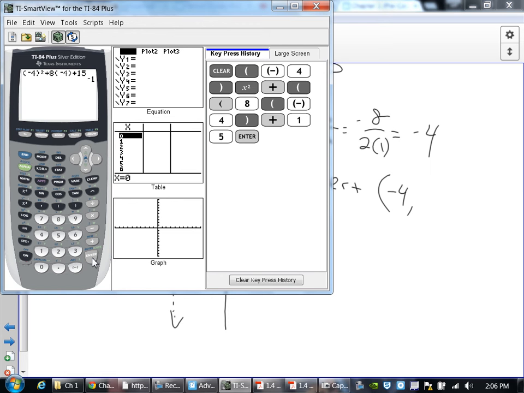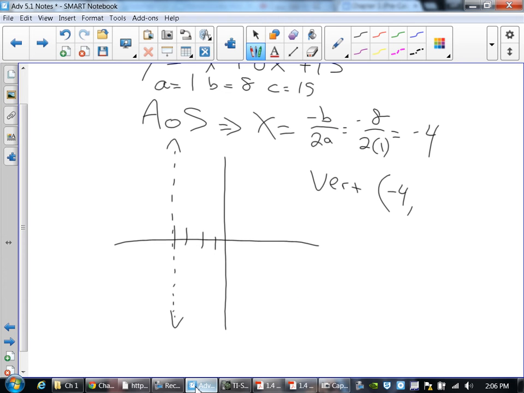Okay. So let's do that. And I got -1. So I have -4 and -1. In what direction is this going to move? It's moving upward because the a value is positive.